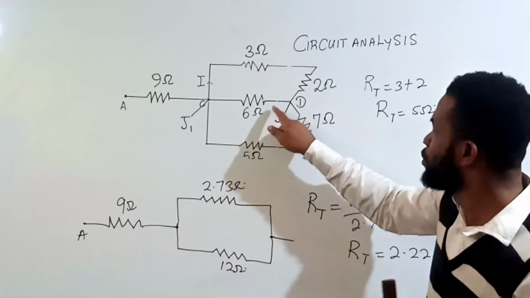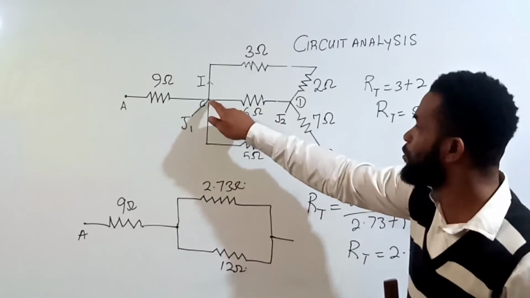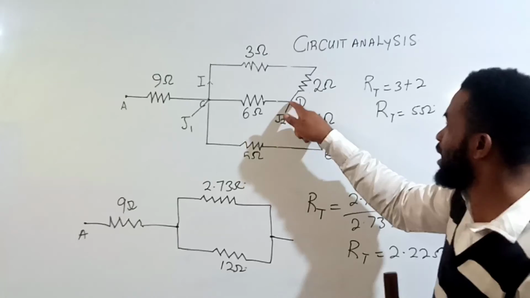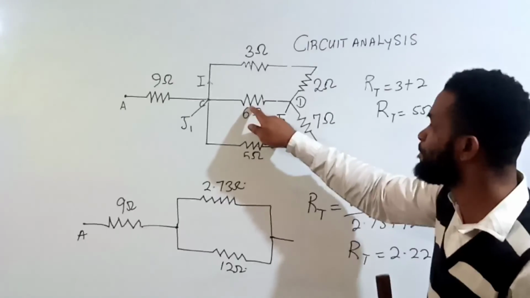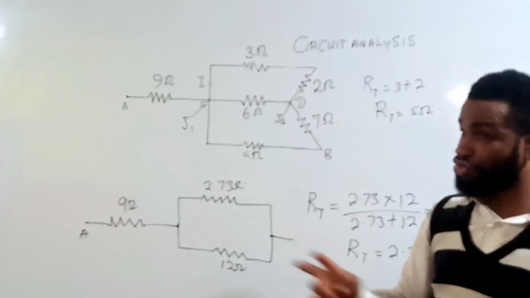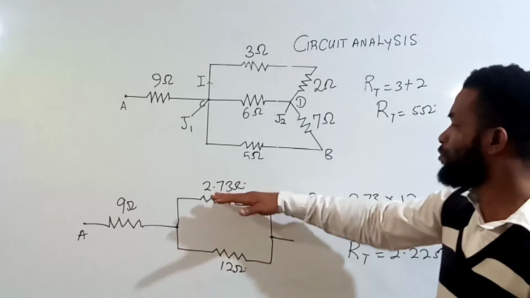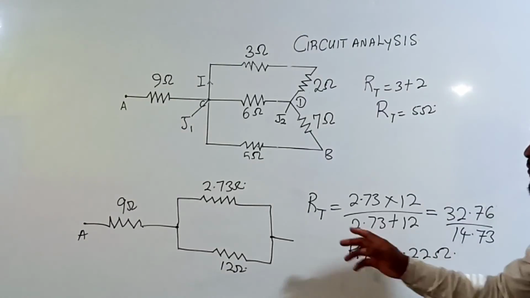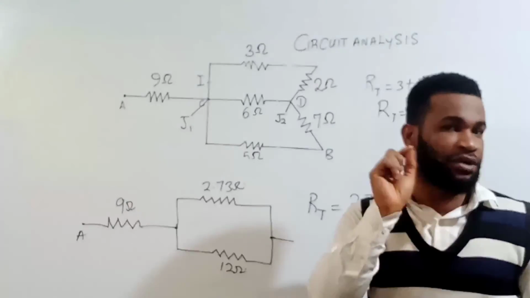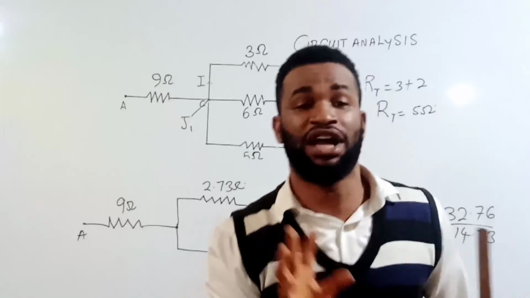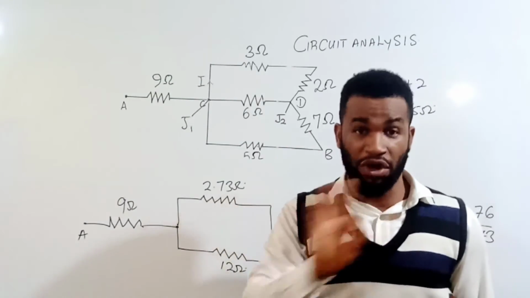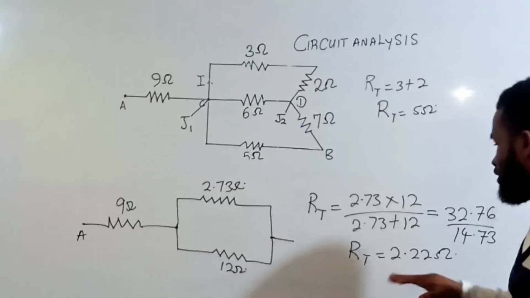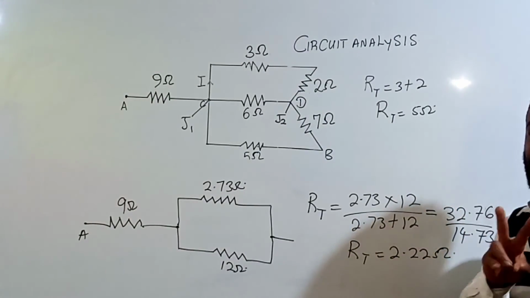But because this 6 puts its leg in one place, and the 2 of them combined also put their leg at this place, 6 is sharing 2 junctions with 12. So that is why they are in parallel. So after getting them in parallel, I now have this. Remember, if and only if there are 2 resistors, don't do it when you have 3 resistors. When there are 2, what you do is this times this divided by this plus this, and you have your total resistance in parallel for the 2.